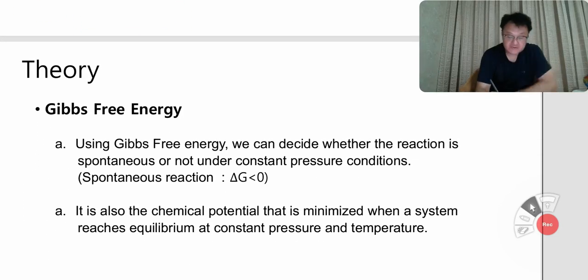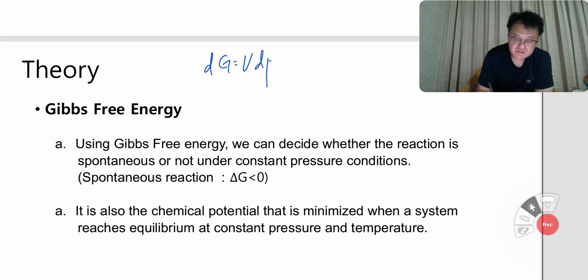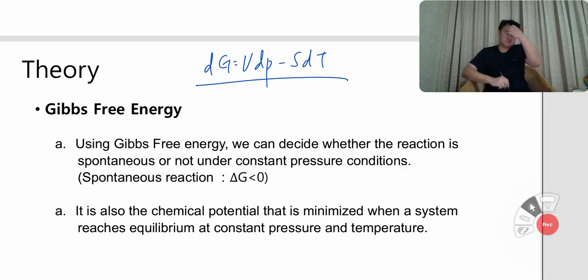So important conclusion, anyhow: VdP minus SdT, right? I think this is something worth remembering. So Gibbs free energy, using Gibbs free energy, we can decide whether the reaction is spontaneous or not under constant pressure conditions. So for a spontaneous reaction, delta G is negative. We learned about that already in general chemistry.